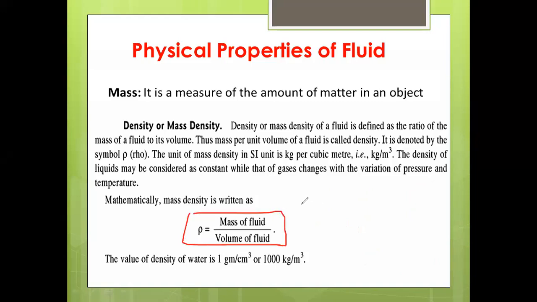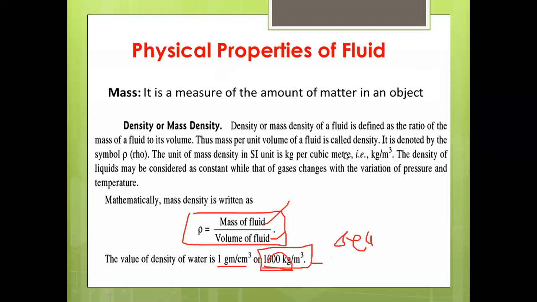Now, mathematically, this is the formula: mass of the fluid upon volume of the fluid. For pure water, we generally consider the mass density of water as 1000 kg per meter cube. If you take seawater, then the mass density of that seawater will be different. But for pure water, we consider this value as 1000 kg per meter cube while solving problems also, right?